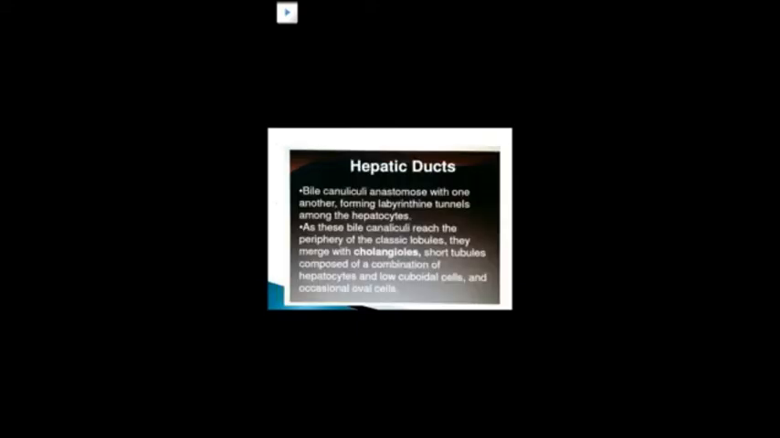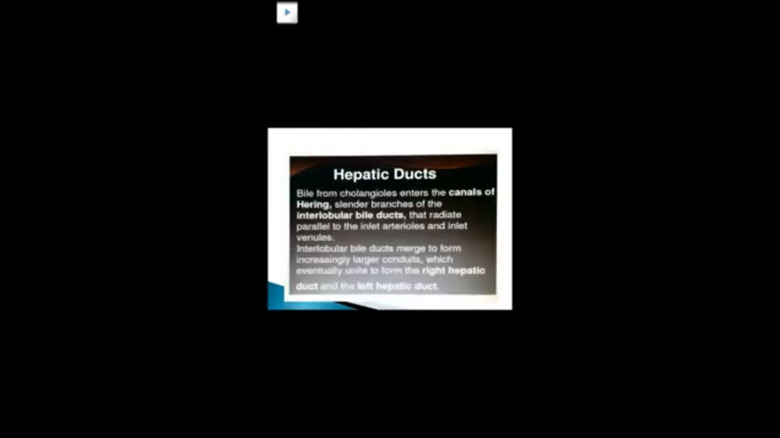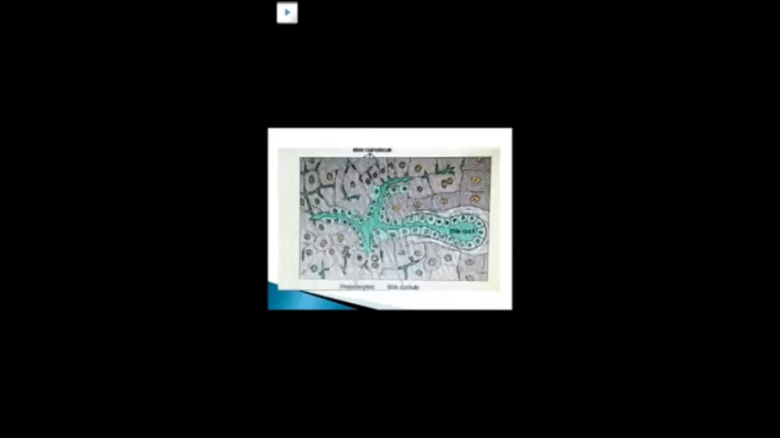Hepatic ducts, that is the bile canaliculi, anastomose with one another forming labyrinthine tunnels among the hepatocytes. As these bile canaliculi reach the periphery of the classic lobules, they merge with cholangioles, short tubules composed of a combination of hepatocytes and low cuboidal cells and occasional oval cells. So we will not go into the very details of this. We'll just move on. This diagram, important one here, just showing you the canaliculi, the hepatocytes, how they are being separated.